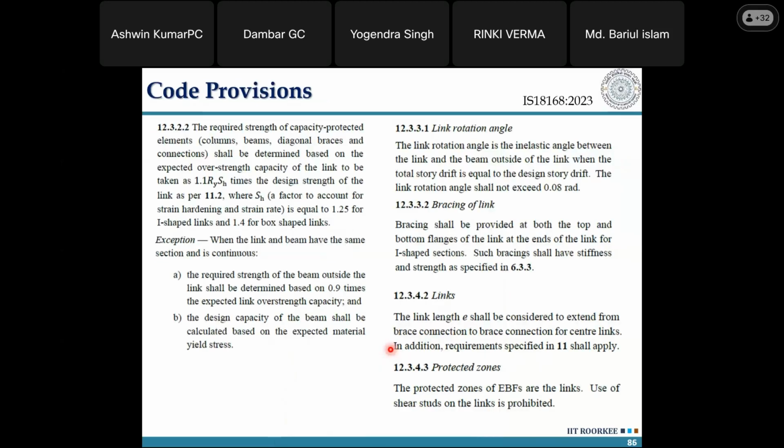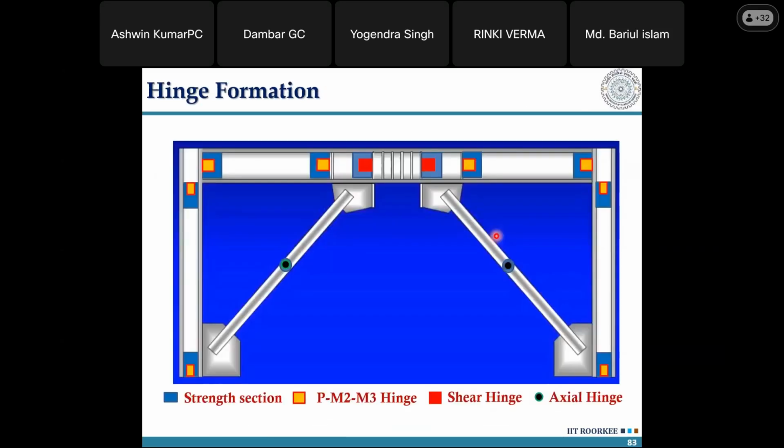Now, the required strength of a capacity protected element shall be determined based upon 1.1 Ry into Sh, the strain hardening factors, to design the force controlled element. How to calculate the capacity of the link element is given here. This clause gives the maximum rotation limit, and bracing shall be provided. Wherever the link elements are there, at the ends of the link element, your horizontal bracing should come. In a moment frame, it comes at the ends of the plastic hinge in the beam.